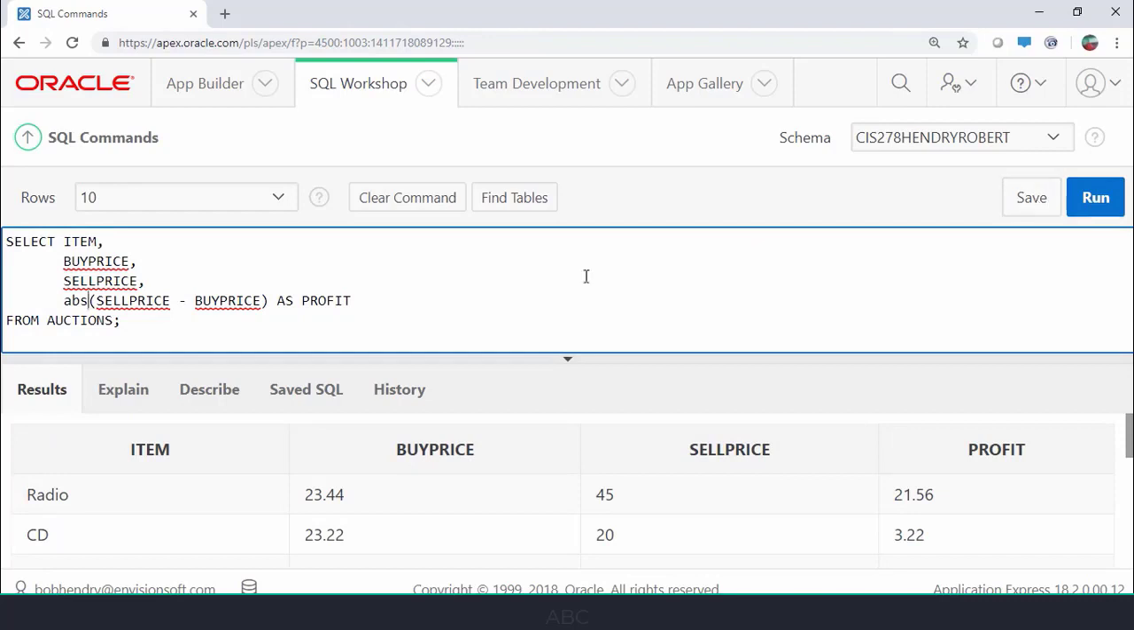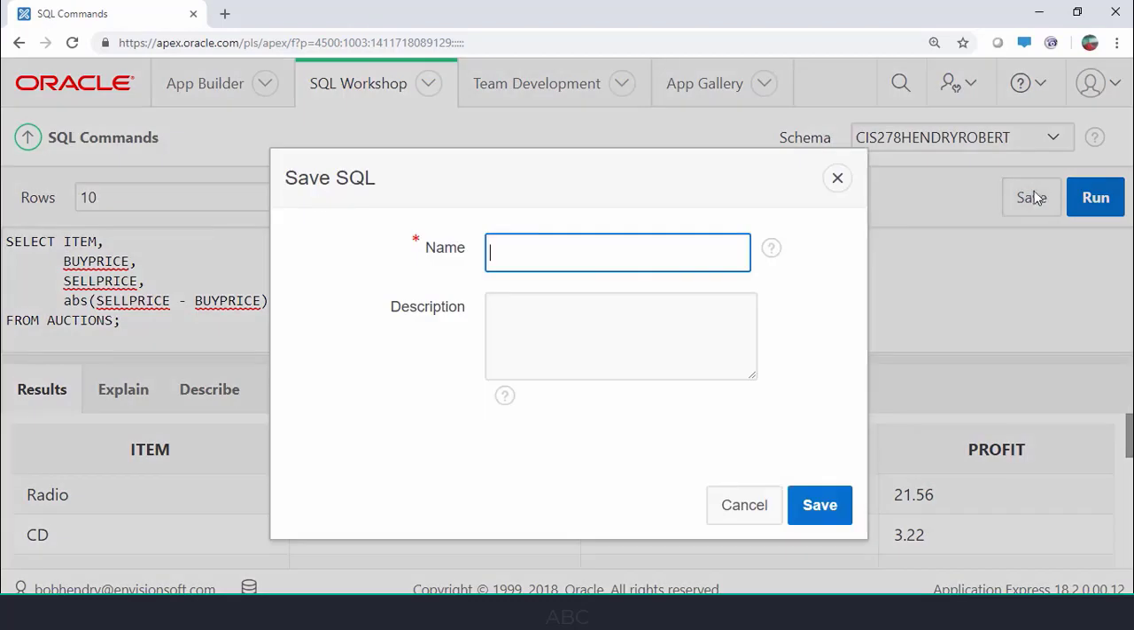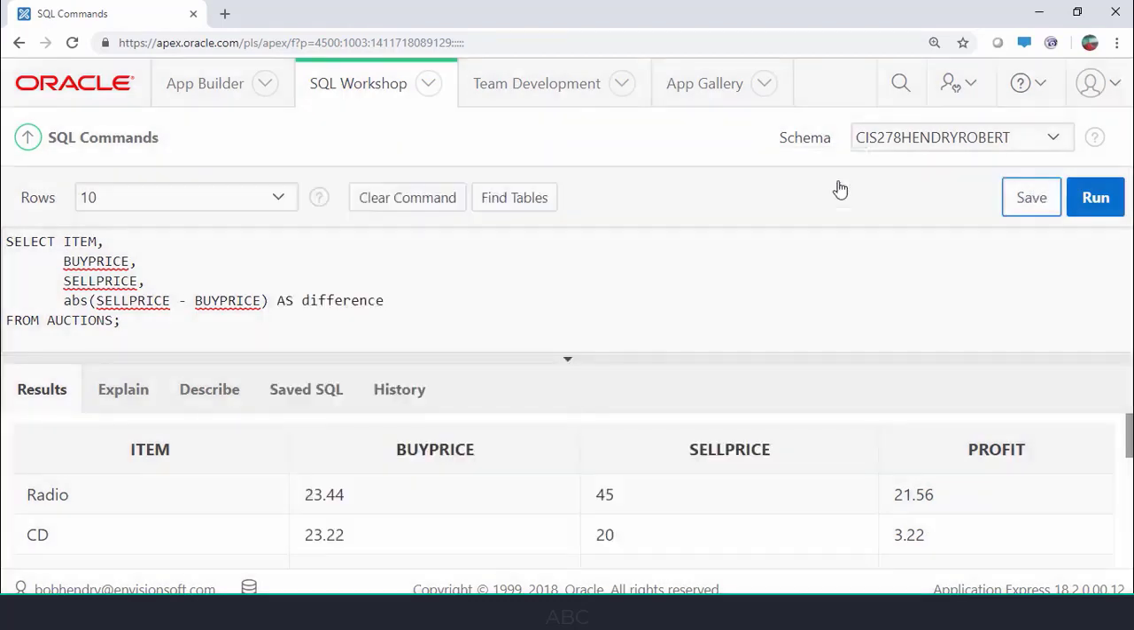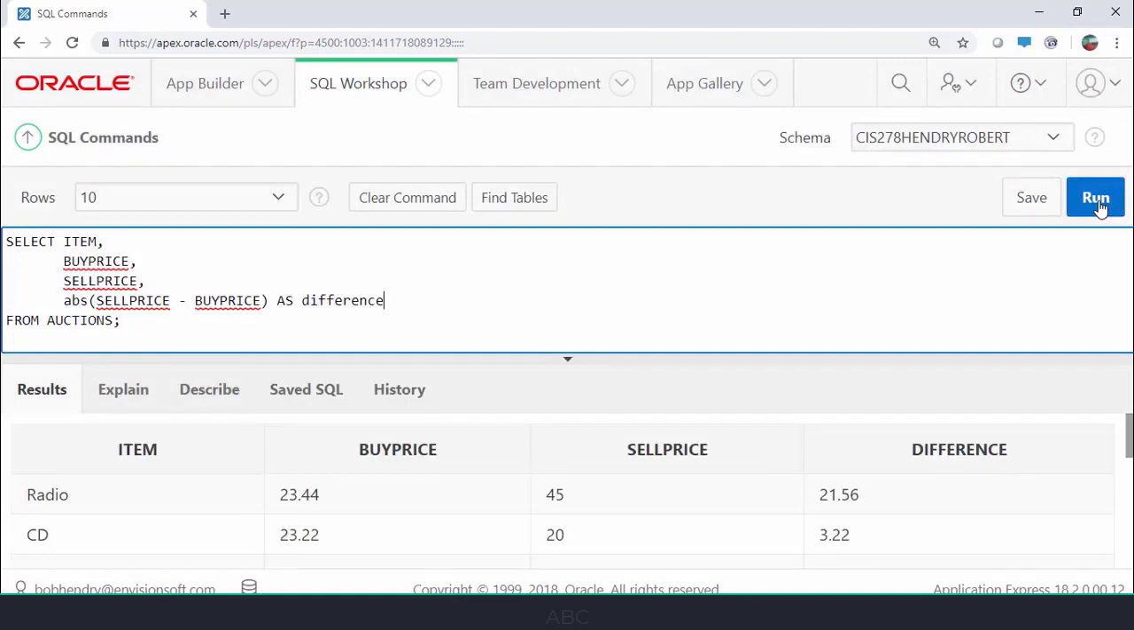And I shouldn't say profit. Let me change this. I'll put in difference. Nope, don't want to save it. Let me run the SQL. So notice now, the absolute value just gives me the difference.